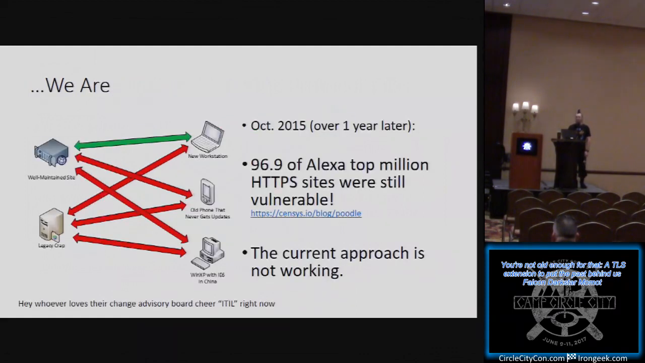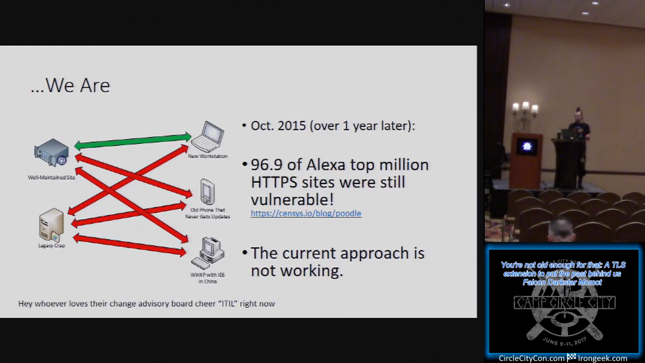Unfortunately for us, we're kind of doomed. Over a year after this Poodle vulnerability was disclosed, Censys did a census, and they discovered that still 96.9% of the Alexa top million sites that supported TLS still supported SSL v3. So much for SANS advice to just disable it. That worked really well. And also please rip XP out of your environment, patch all of your systems right now, never reject a software patch at all. You just shouldn't. No, go, go, go.